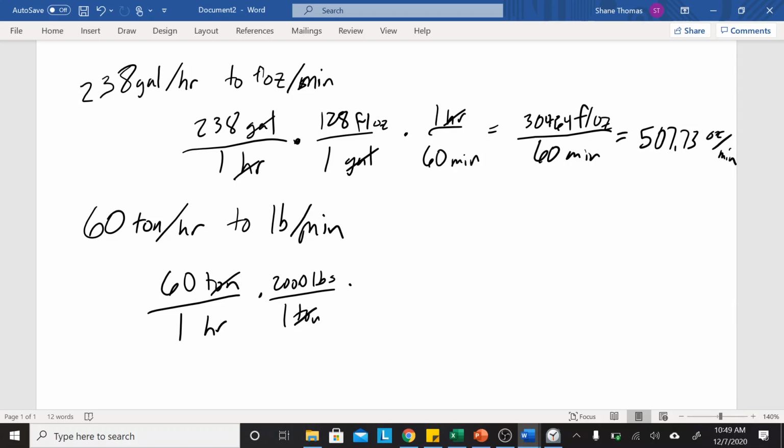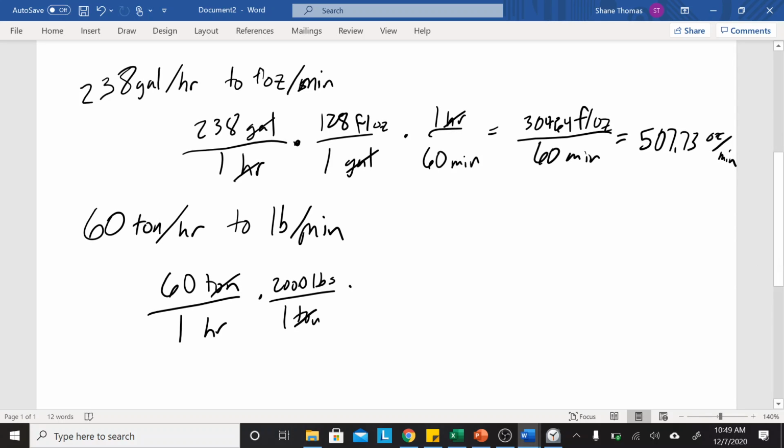So from there, we got pounds on top. We're good there. We need to go from hours to minutes. So we'll go 1 hour on top. How many minutes are in an hour? 60. Okay, so then I can cancel out my hours. Then I can actually, heck, I can cancel out my 60, can't I? So I'm left with 2,000 pounds per minute. That'd be a lot. I feel like that'd be a lot.